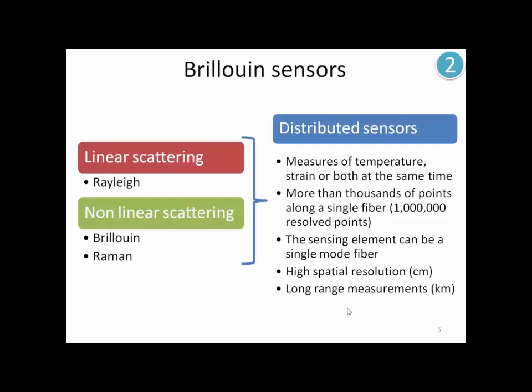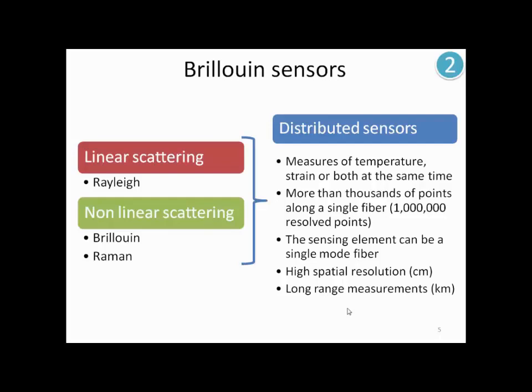type of sensor. The sensing element can be a single mode fiber, and depending on the configuration, we can achieve high spatial resolution or long range measurements, and the number of resolved points also depends on the configuration, but it's more than 1,000, and then the last news says that 1 million resolved points.